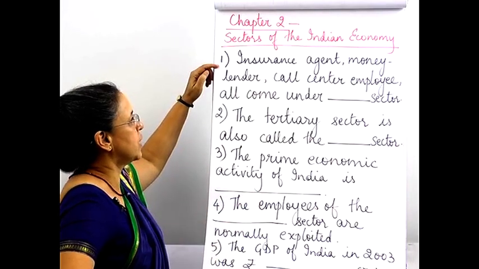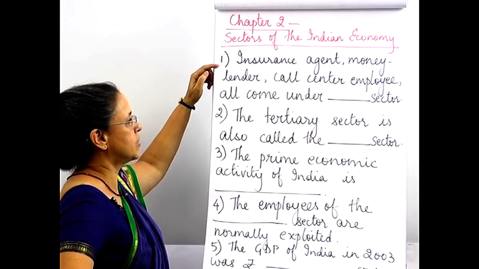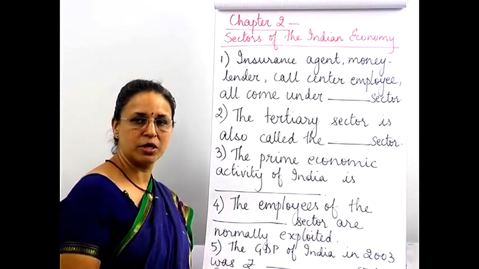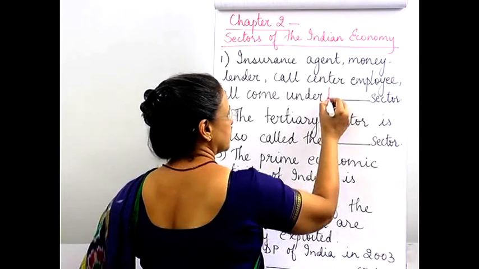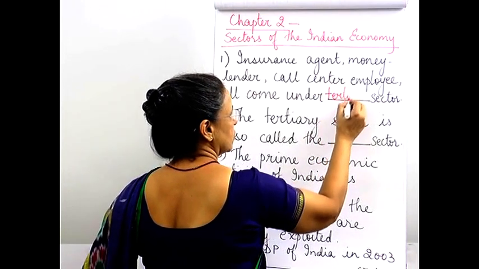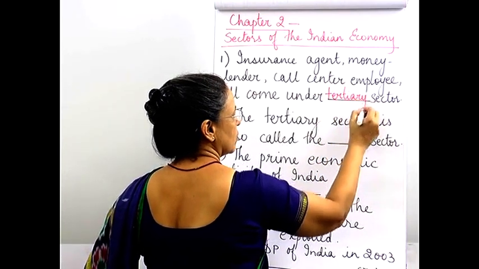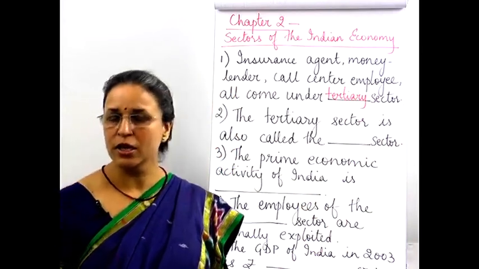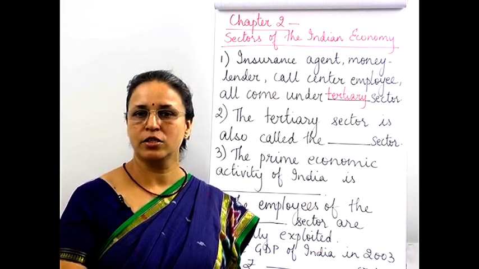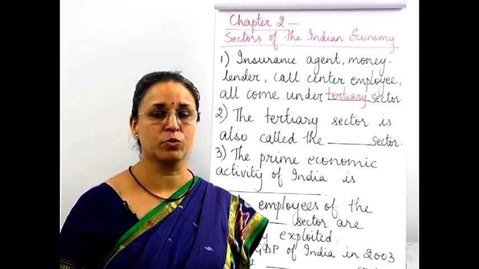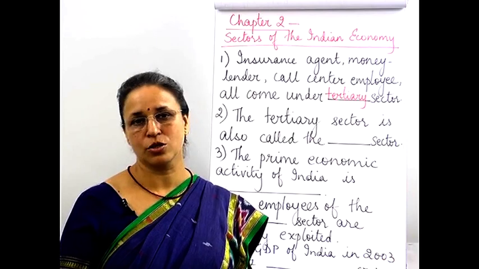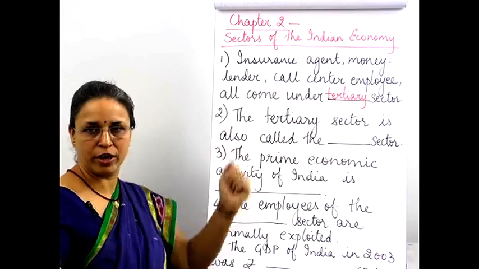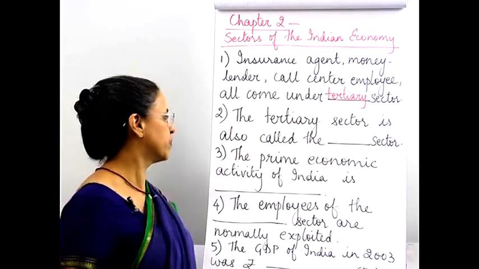First, insurance agent, money lender, call center employee all come under which sector? So they will come under the tertiary sector. Do you remember, the primary sector deals with all things related to nature, the secondary sector is related to all things which are connected with production, and the tertiary sector is also the service sector. So all these are different services which are provided, that is the tertiary sector.